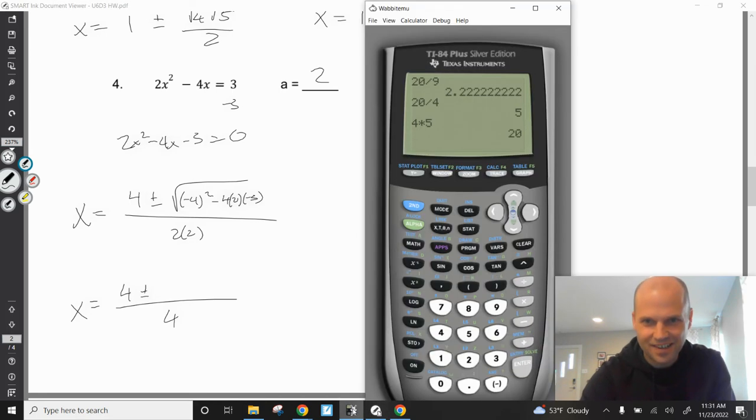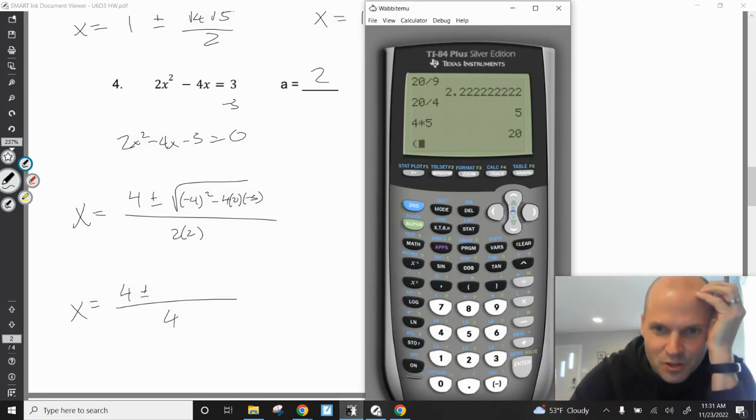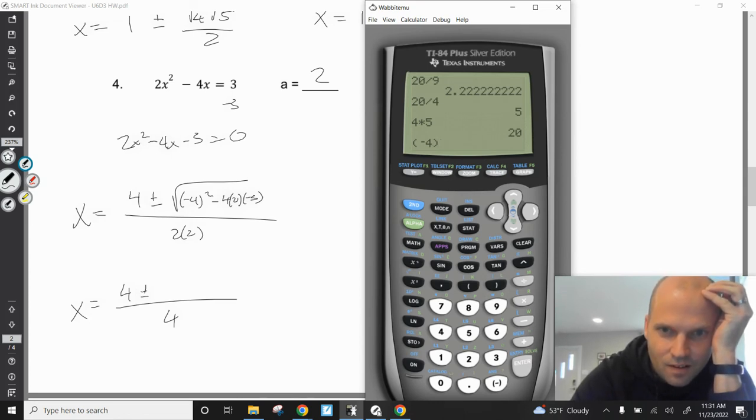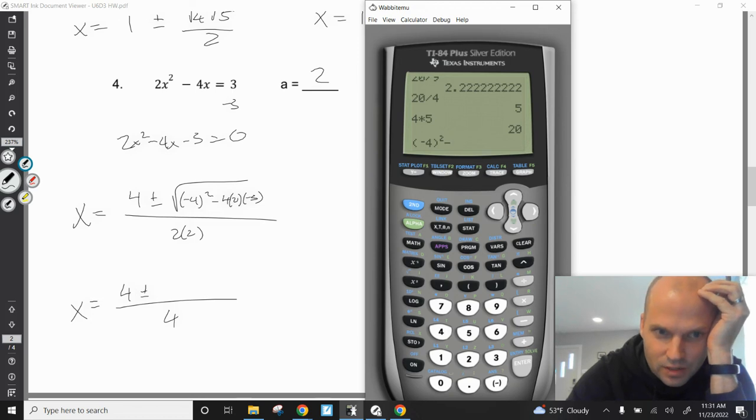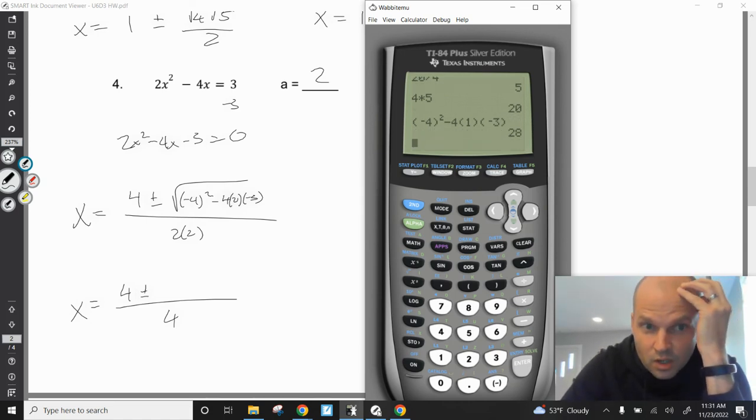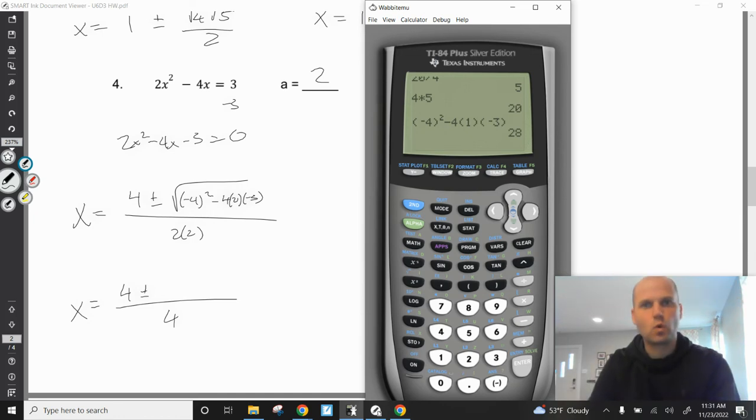Let's get our calculator out. Using parentheses, negative 4 squared. Minus 4 times 2, times negative 3. My camera's shaking though. 28, square root of 28. I've done the stuff inside the square root.